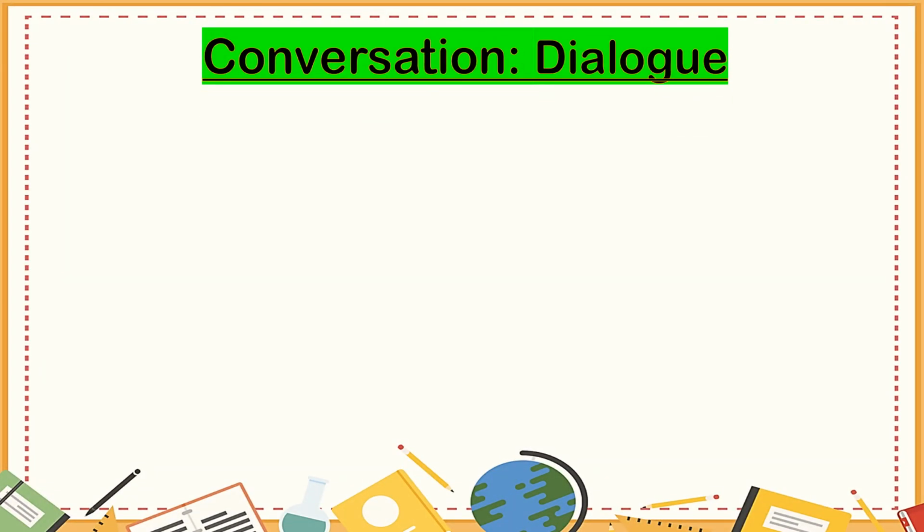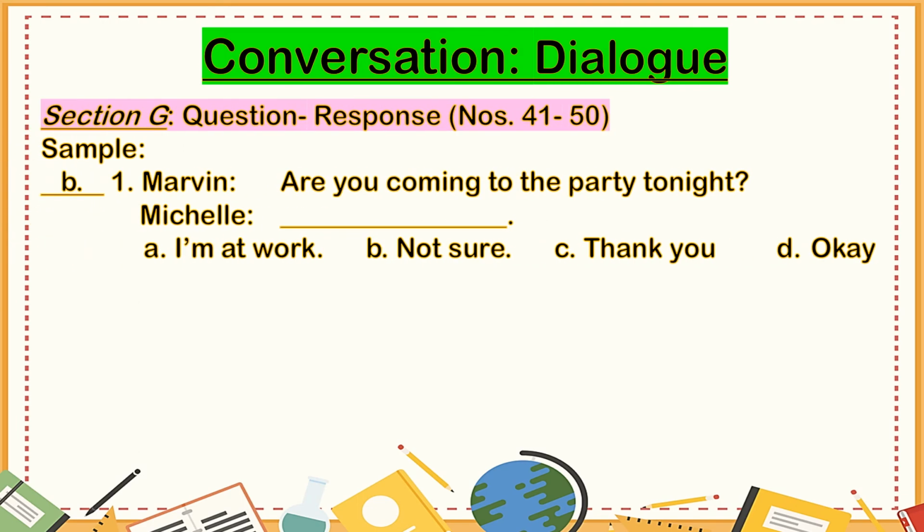The next topic included in your midterm assessment is conversation, which is dialogue. Section G, question response, numbers 41 to 50. Example, number 1: Marvin, are you coming to the party tonight? Michelle: A, I'm at work; B, not sure; C, thank you; D, okay. The answer is letter B, not sure, so you're going to write letter B before the number.